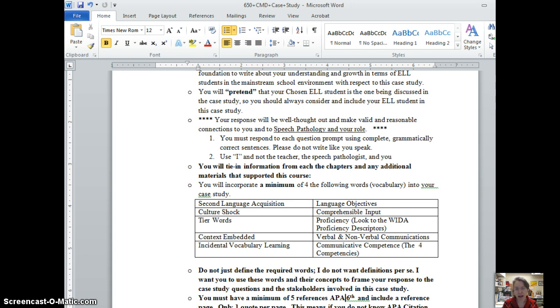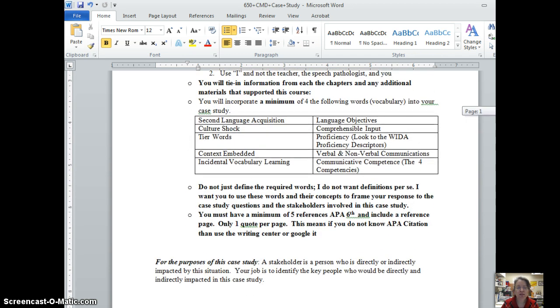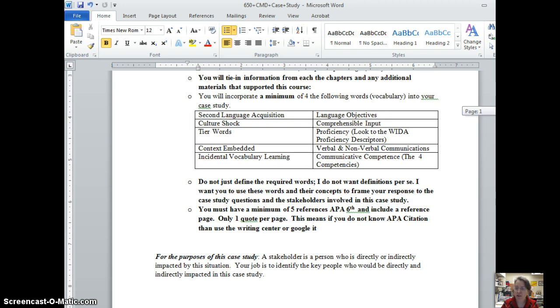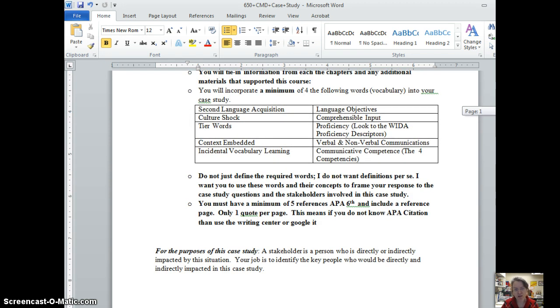You must incorporate a minimum of 4 of the following vocabulary words in your case study. Again, as a consultant, you need to be able to use these types of terminologies to explain to others on the committee why we need to hone our skills with assessment concerning English language learners. Don't just define the required words. I know the definitions per se. I want you to use these words and their concepts to frame your response to the case study questions and essentially the stakeholders involved in this case study.